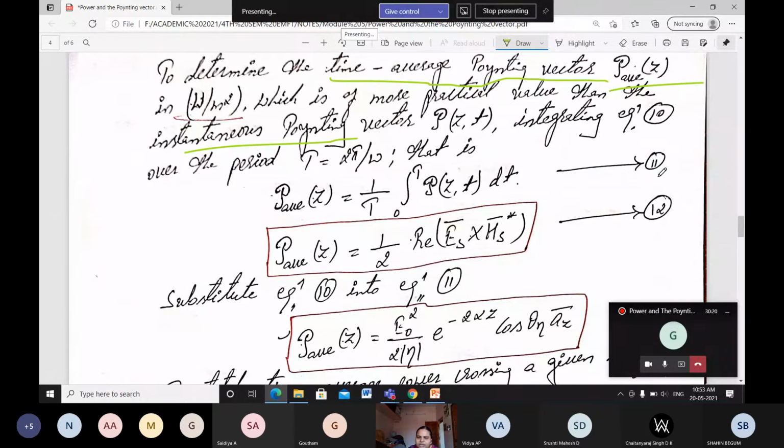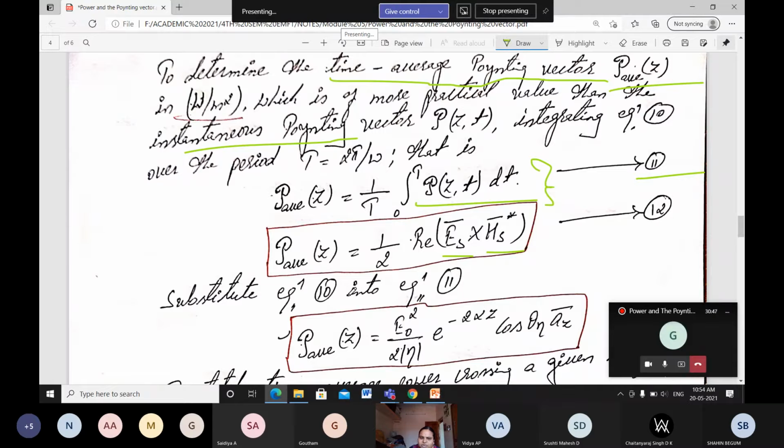Take this equation 11. P average of z, based on this equation, you will get as, no need of a derivation here, we will not consider that, just remember this equation. You take the real part of the electric field intensity and the magnetic field intensity, that you have to remember here: 1 by 2 of the real part of Es cross Hs star.